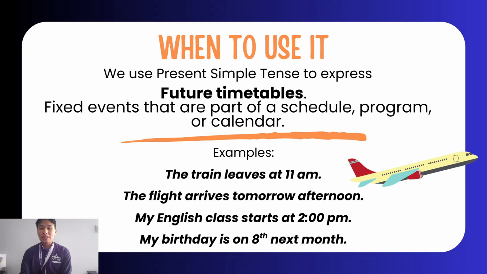So, as you can see in these sentences, we are using time expressions at the end of each sentence to specify when each action happens in the future. It can be a time, a specific moment of the day, or it can be a specific date.